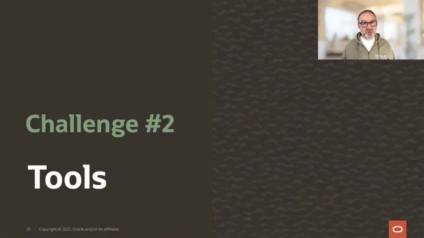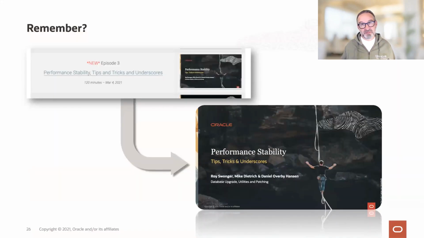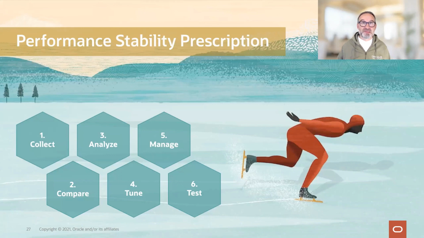Time for challenge number 2, tools. Do you remember? A few weeks ago, we had an almost 2-hour seminar about performance stability tips and tricks and underscores, and you can still access this seminar on the Upgrade blog under videos. In this seminar, we showed you our performance stability prescription. It starts with collecting plans on source, comparing with AWR diff reports, analyzing the situation with SQL Performance Analyzer, then tuning with SQL Tuning Advisor, managing and nailing down the plans, if possible, with SQL Plan Management, and then testing and evaluating at the end with Database Replay.